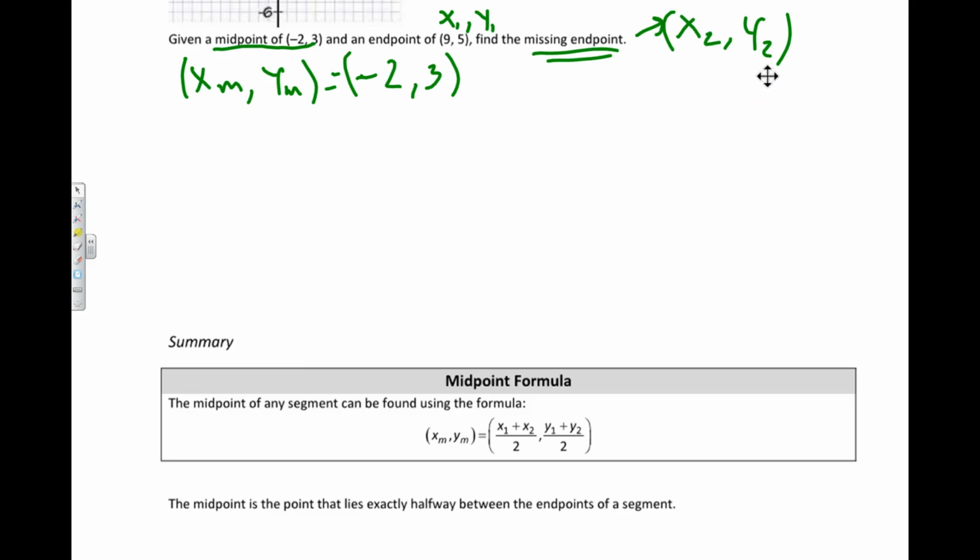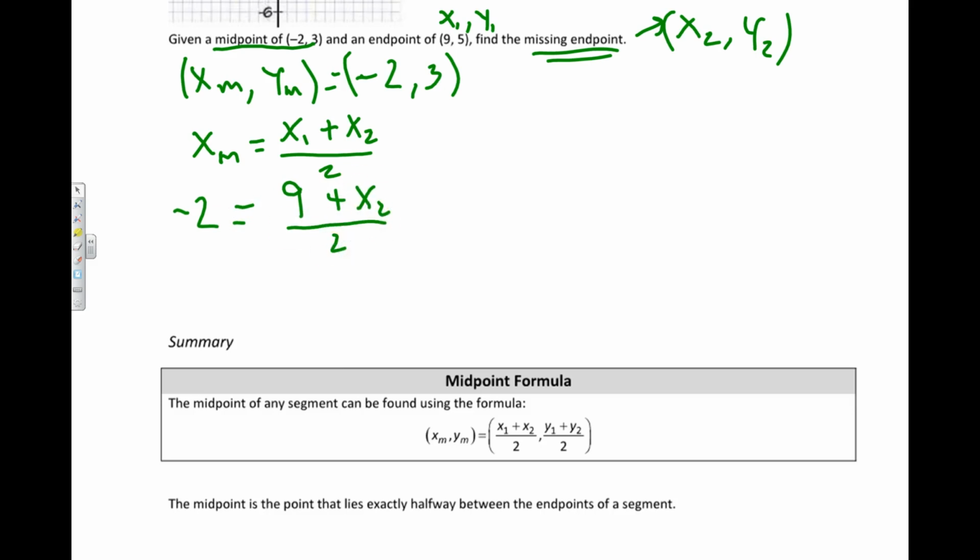Well, this is where I'm going to treat them separately, my x's separately, my y's separately, because I know that the x value of my midpoint is equal to x1 plus x2 over 2. And let's plug in. Well, the x value of the midpoint was -2, okay? And my x1 was 9, but I'm still hunting for that second x value, and we're dividing by 2. So to solve this, I would multiply both sides by 2 first to cancel this guy. So 2 times -2 is -4 equals 9 plus x2. Subtract the 9 to get -13 is x2.